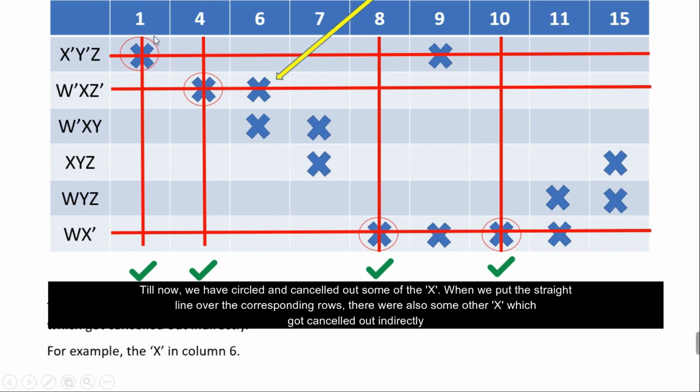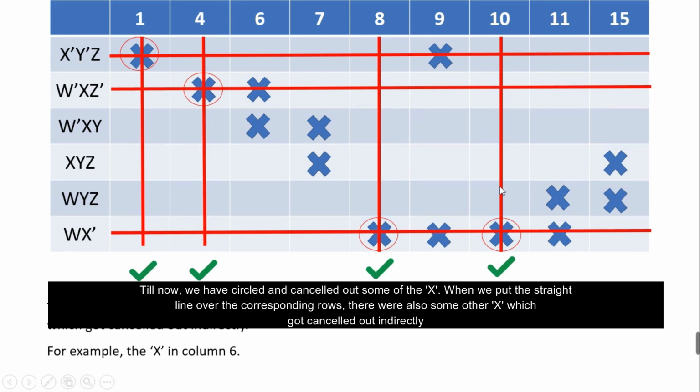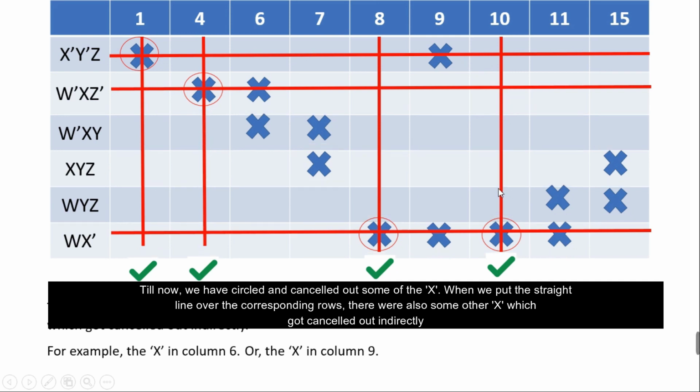Okay, so this x over here got cancelled out indirectly, and the same way this x over here at column 9 and this x over here at column 9 too, so both of them actually got cancelled out indirectly. All right, we have not directly touched them, but they were cancelled out indirectly. And the same thing can be said for this one too. This one over here at column 11, so this was also cancelled out indirectly. Okay, so these are the x's which were actually cancelled out indirectly.